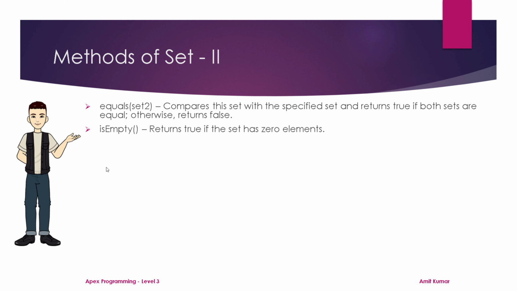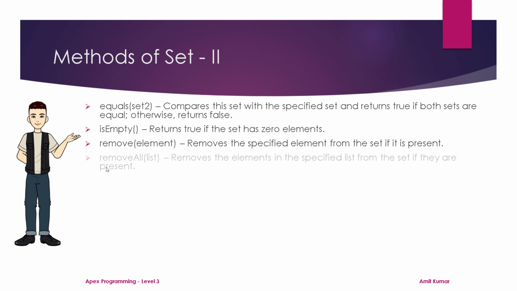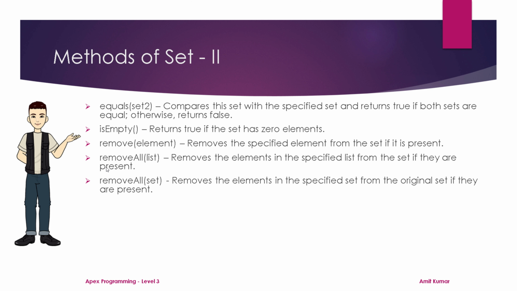isEmpty returns true if the set has 0 elements. The remove method removes a specific element which is passed as the parameter. removeAll, which accepts a list as parameter, removes the elements in the specified list from the set if they are present. removeAll, which accepts a set as parameter, removes the elements in the specified set from the original set if they are present.